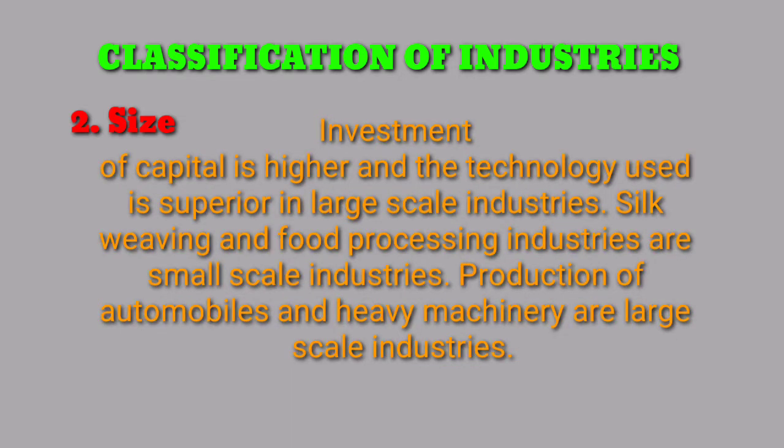Investment of capital is higher and the technology used is superior in large scale industries. Silk weaving and food processing industries are small scale industries. Production of automobiles and heavy machinery are large scale industries.